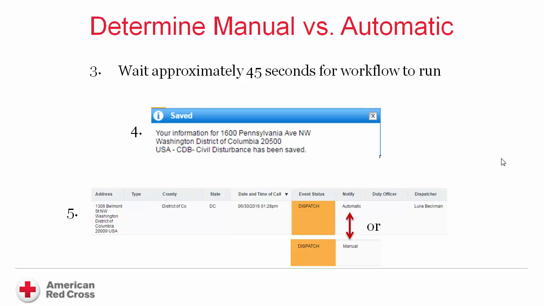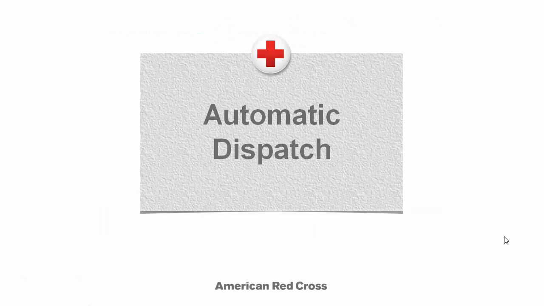When the workflow has completed its course, you will see a blue rectangular pop-up in the lower right-hand corner of your screen with the event information as well as the event type. We'll say it's saved. You'll notice that your dashboard changes, where you have a county populated as well as the notify field saying either automatic or manual. If it's manual, there's a lot you're going to have to do. If it's automatic, hopefully, there's very little you have to do as a dispatcher.